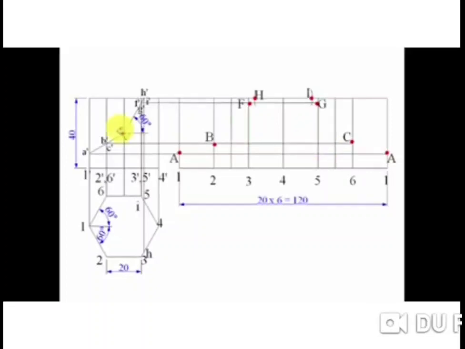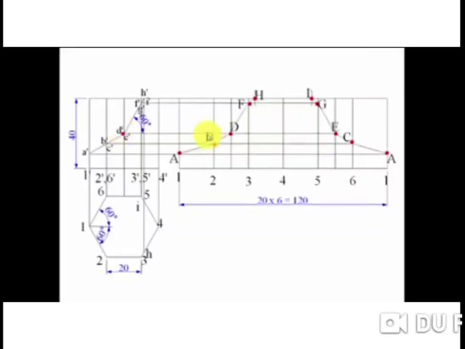Now we have to join the required lines on the development with the scale, because they are flat surfaces. Here, first the sequence 1, 2, 3, 4, and again this is the front portion 1, 2, 3, and 4. Up till this it is the front portion. From here it is the back portion, again coming to the same point.